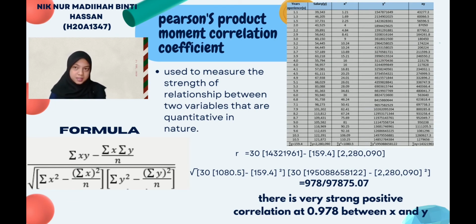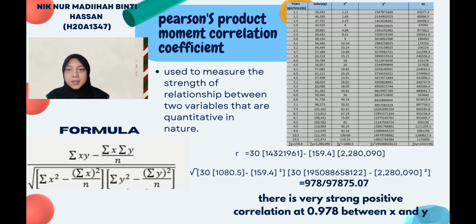I will continue the presentation, which I will explain how to calculate the Pearson product moment correlation coefficient. Before that, let us know what the Pearson product correlation is. This technique, named after Carl Pearson, a statistician, is used to measure the strength of the relationship between two variables that are quantitative in nature. As you can see on the slide, I provide the formula for how to calculate it.